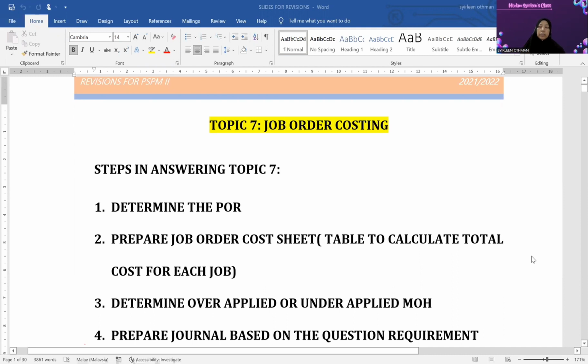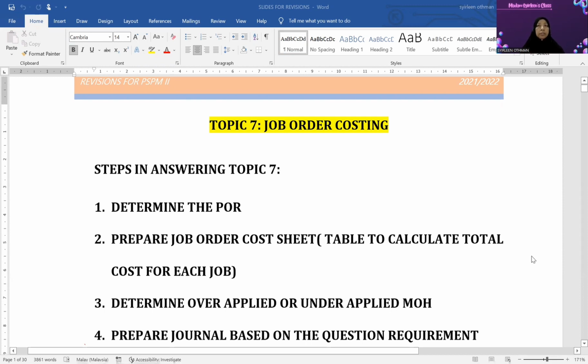Question 1 mostly will be from topic 5 and topic 7. It's a combination between these two topics, because in topic 5 we are introduced with the method to calculate our POR. So we are going to implement the calculations of POR in topic 7 in order to get the total cost for job order costing. So there are a few steps that you need to really understand in topic 7.